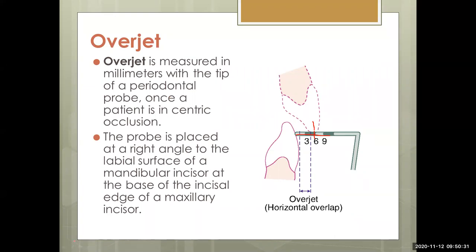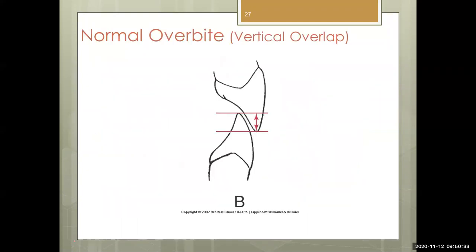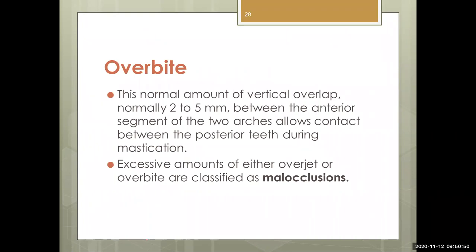Overjet, horizontal overlap. So this would be the probe right here. Versus overbite. And overbite is the vertical overlap. Remember, overjet is the horizontal, overbite is the vertical overlap. And that's normally 2 to 5 millimeters.